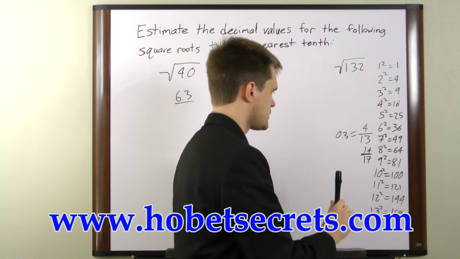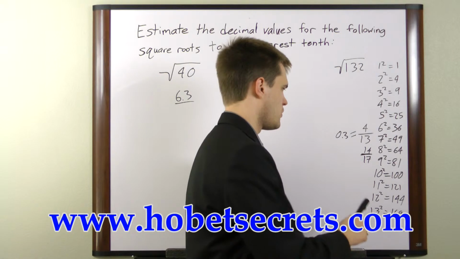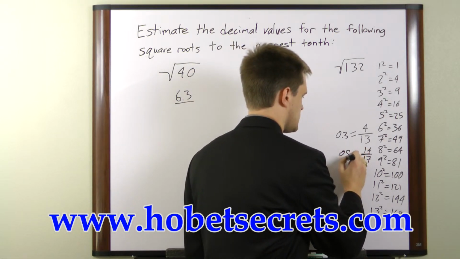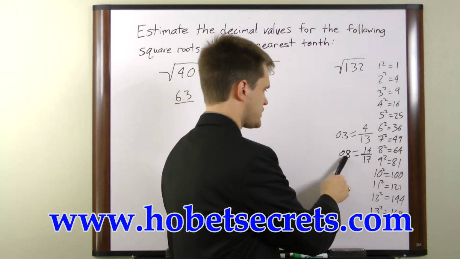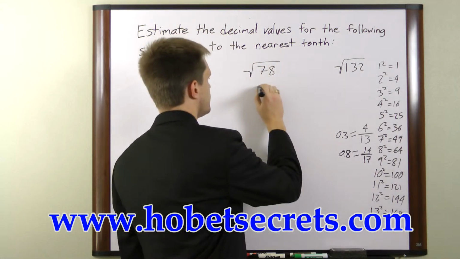14/17 is a tiny bit less than 5/6, so we're going to estimate this at 0.8. So our estimate for this square root is going to be 8.8.